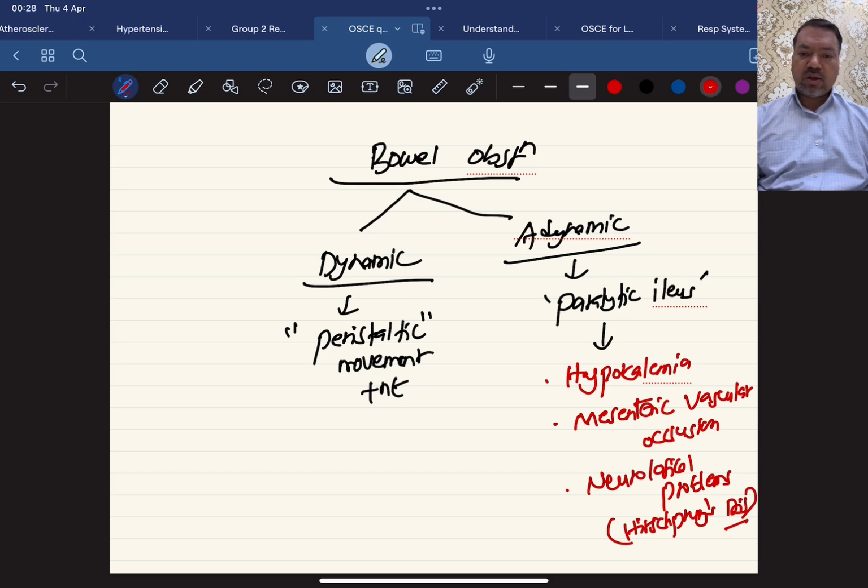But remember one thing: that area acts like an obstructed site, and proximal to that area the bowel is actively having peristaltic movement, and there is a huge dilation of the bowel there. So this is a very quick revision for us.